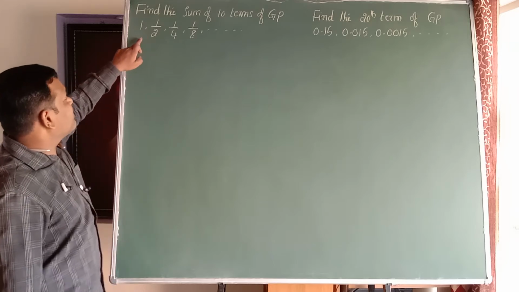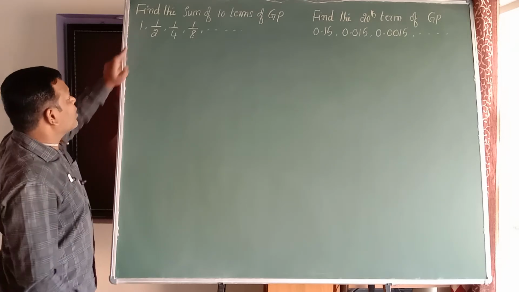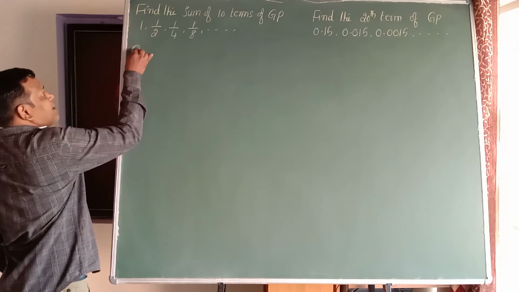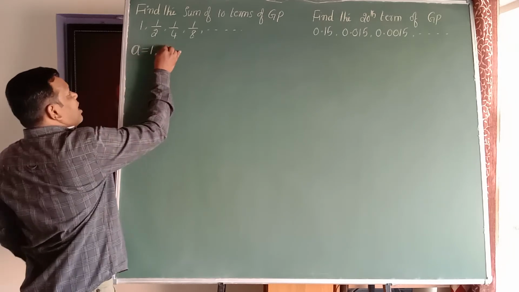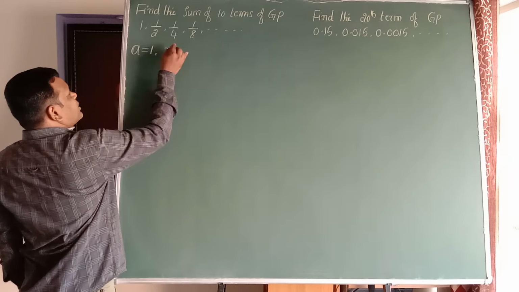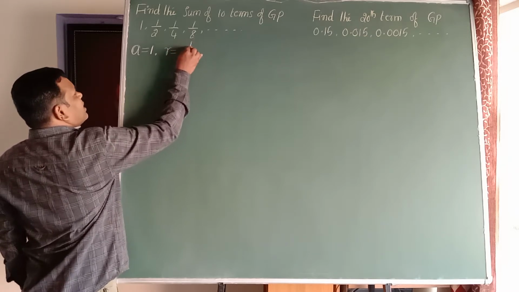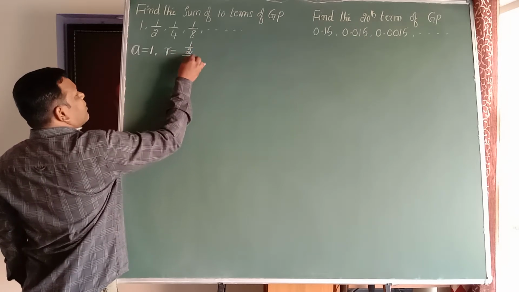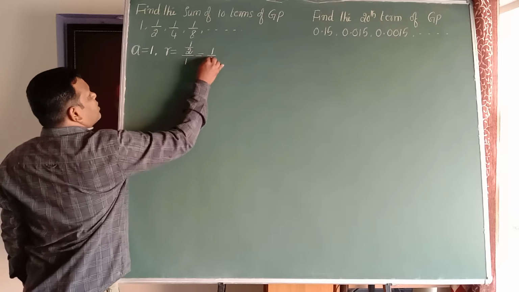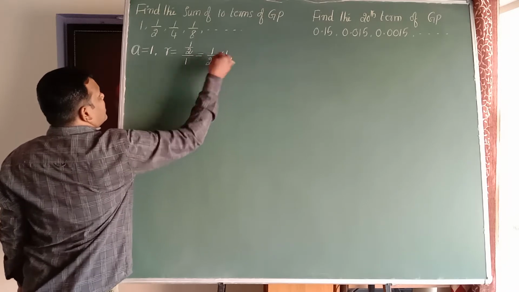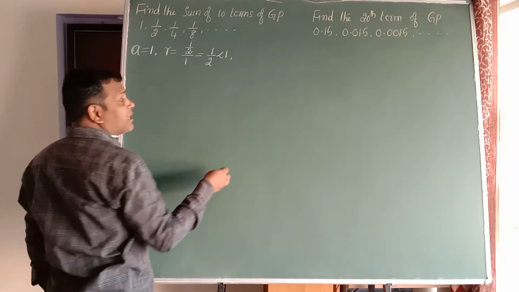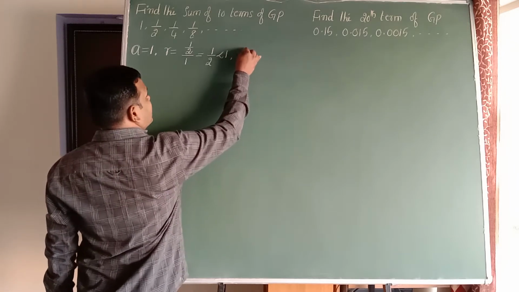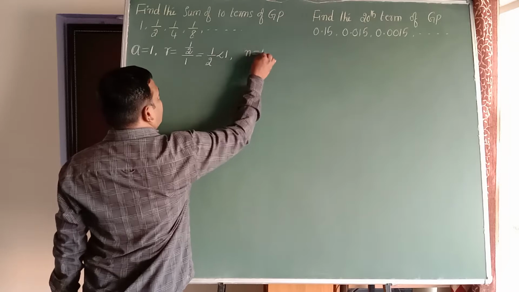Look here, what is the GP they have given? The first term is 1, so I can write a is equal to 1. The next one is r. r is what? T2 by T1, which is 1 by 2 divided by 1, nothing but 1 by 2, which is less than 1. And the sum of how many terms? Sum of 10 terms, so n is equal to 10 here.